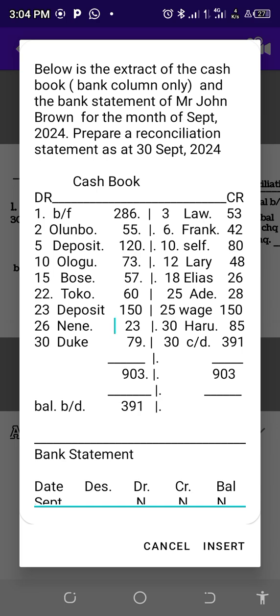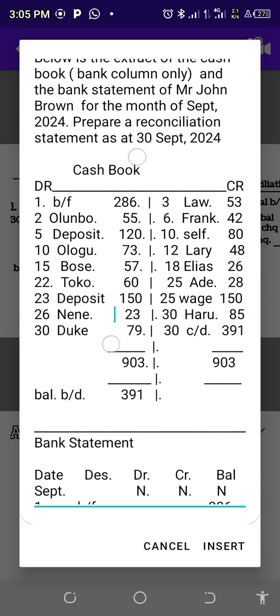The third type, they will give you the balance of the cash book without giving you the balance of the bank statement, and give you other information for you to do the reconciliation. And the last type is they will give you the balance of the bank statement but not the balance of the cash book, and give you other information for you to do a reconciliation. So the first type of question is one where the cash book of the business and the bank statement of the business are produced. Now we are going to do a reconciliation.